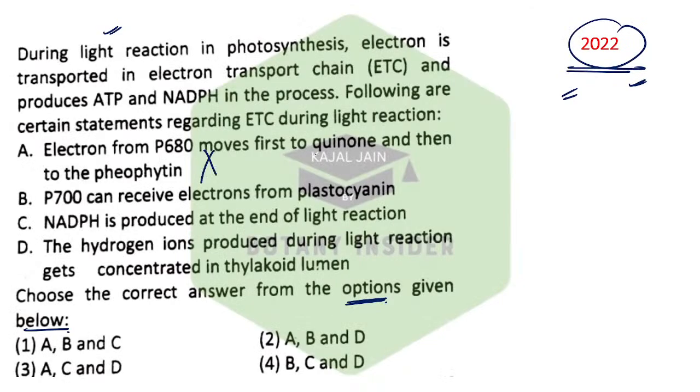This one is wrong. Plastoquinone is the second protein complex. Pheophytin is the first complex. So eliminate option A. And with this, without even reading any other option, you can reach the correct answer.